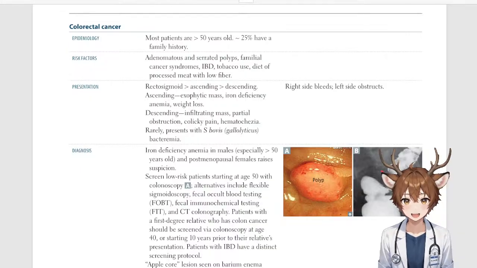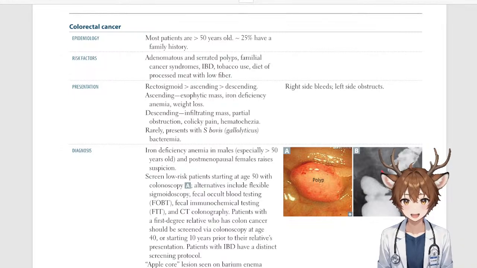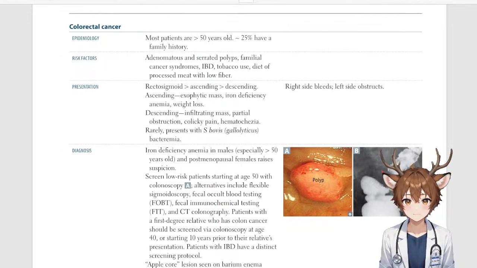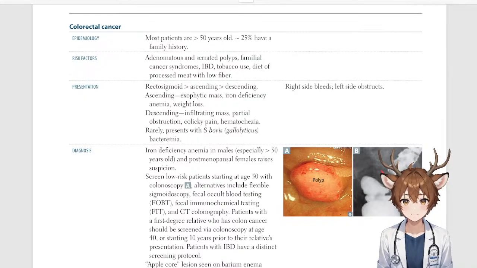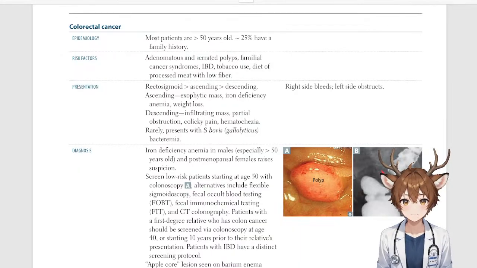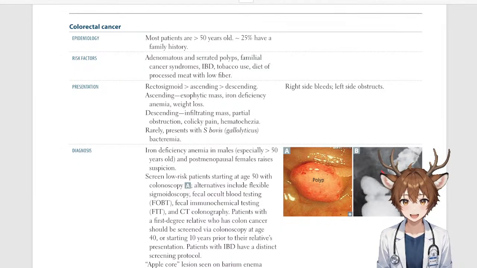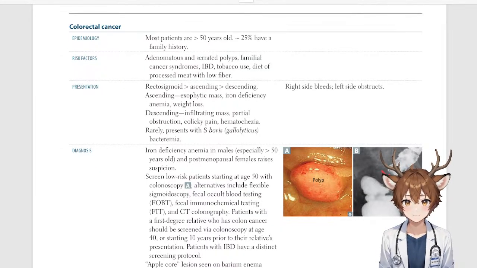What about colorectal cancer? So you can kind of see how we've been moving down the line. We've been talking about oral to esophageal to gastric to intestinal. Now we're in colorectal cancer. Epidemiology. Most patients are greater than 50 years of age. 25% have a family history. Risk factors include adenomatous and serrated polyps, familial cancer syndromes, IBD, tobacco use, diet of processed meat with low fiber.